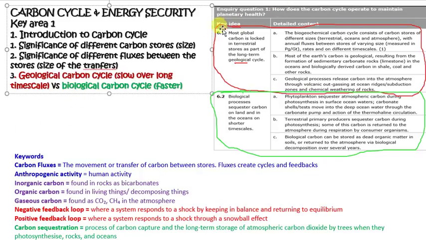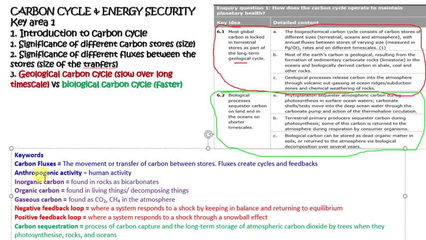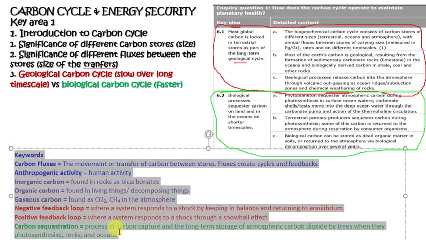Alright? And if we look at the spec, it's broken up by that a little bit. So 6.1 is concerned with the geological carbon cycle, which is very slow and takes place over a longer period of time. Whereas the biological carbon cycle, through the oceans and on land, tends to be a lot quicker. So we need to understand the whole thing, but then we need to understand the differences between these two subcycles. These keywords are in your booklet, so I don't need you to write them down.